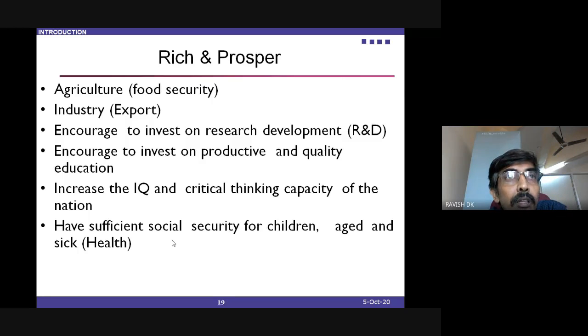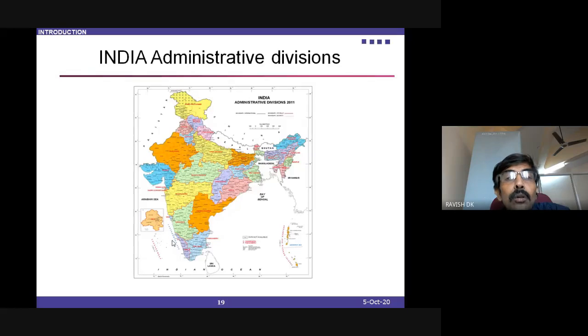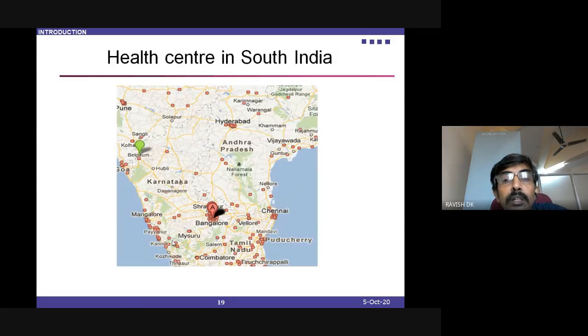So that is why corona mortality, when compared to other countries, is also less. So we have to secure our children, because they are the pillars of modern India. We have to secure their health, and for aged people and sick people, we have to provide proper health care.